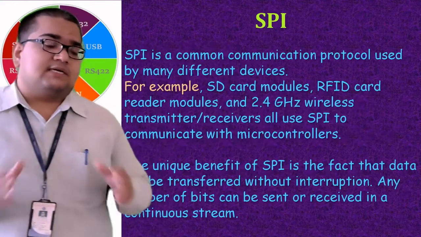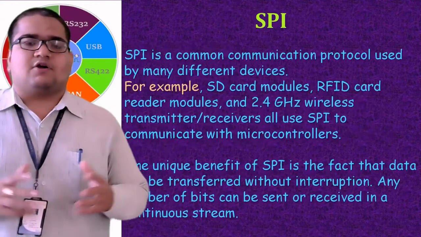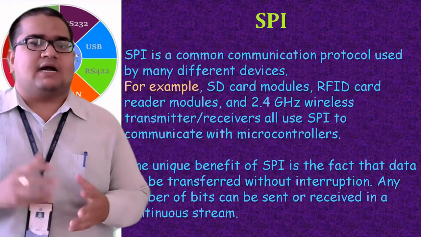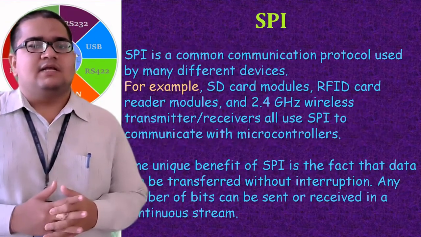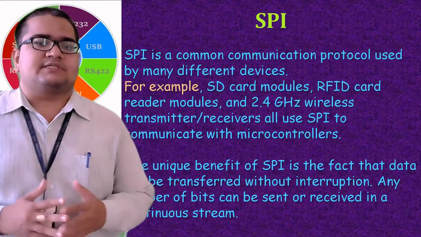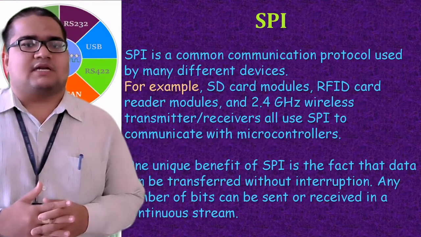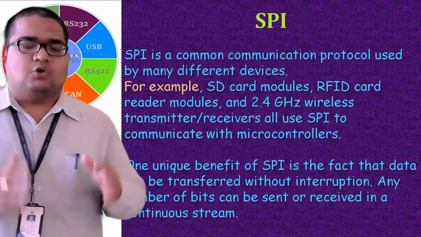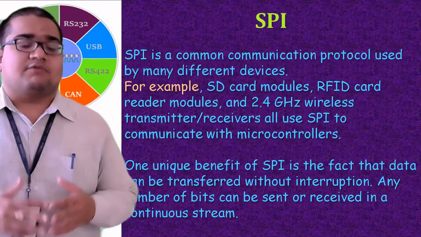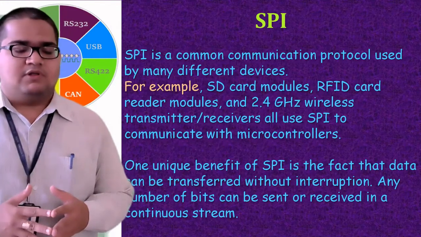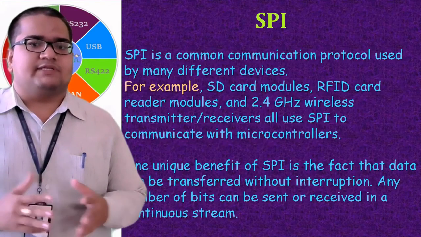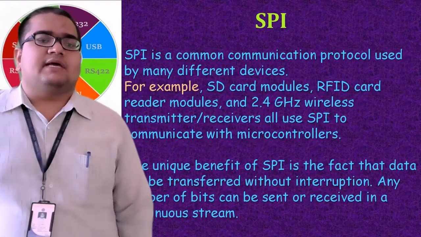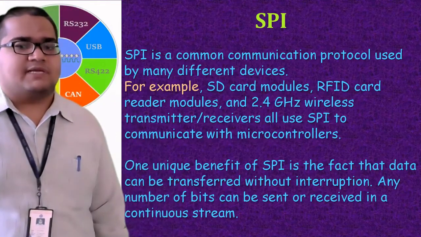Now let us talk about the SPI communication. SPI is a common communication protocol used in many different devices. For example, an SD card module, RFID cards, and the 2.4 gigahertz wireless transmitter receiver modules all use the SPI type of communication. Though SPI is a wired communication, it is also followed in wireless modules, as the given examples show.